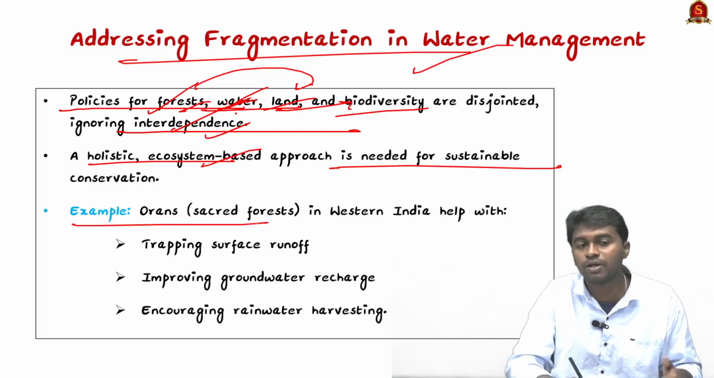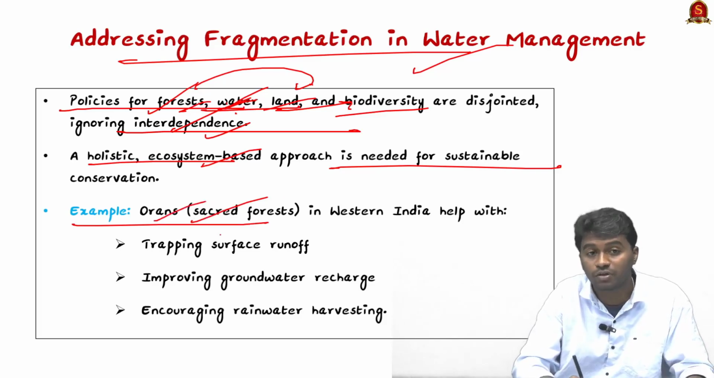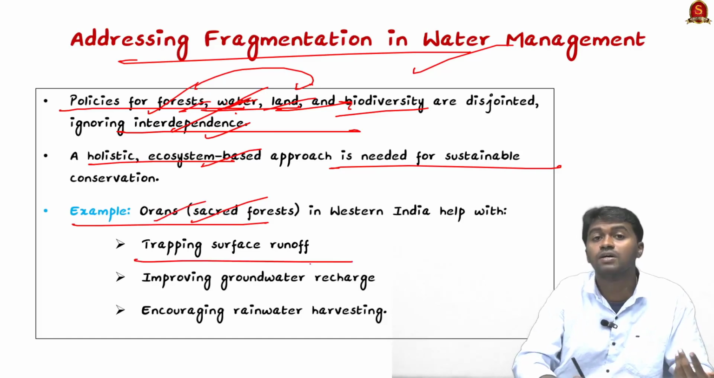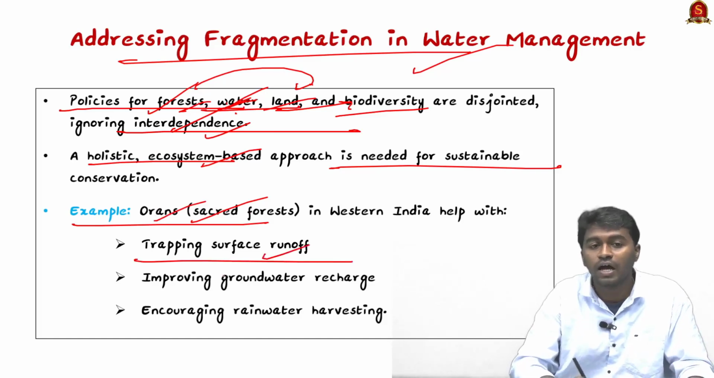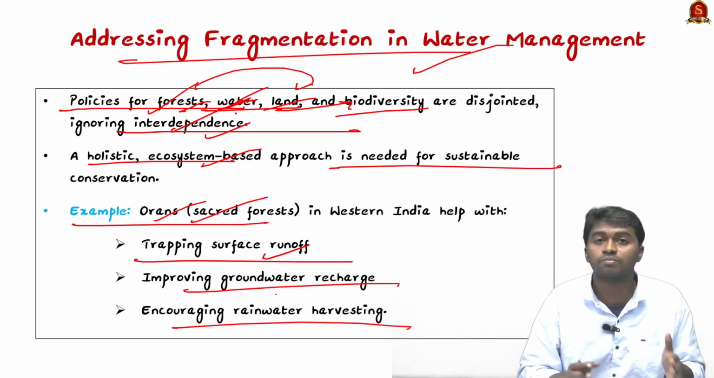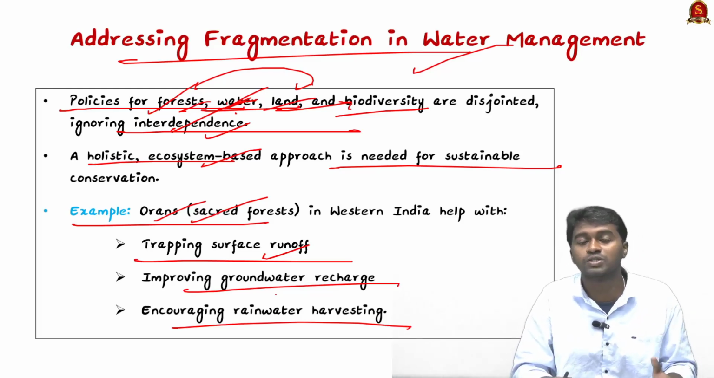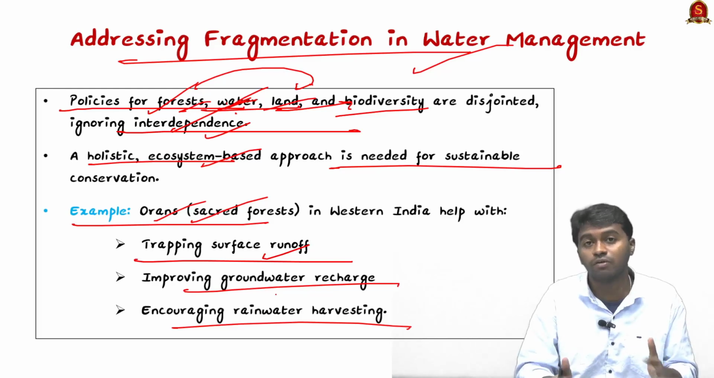For example, you can see that the communities in the western part of India, especially in Rajasthan, have orans, which means sacred forest, and this sacred forest traps the surface runoff of the water, improves the groundwater recharge and encourages water harvesting. So these types of ideas can be taken from the indigenous communities, and we can apply them in water conservation strategies and make them more effective with modern technology.